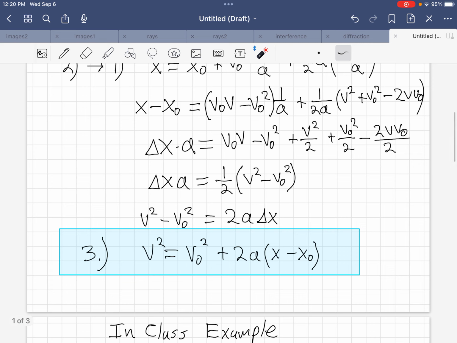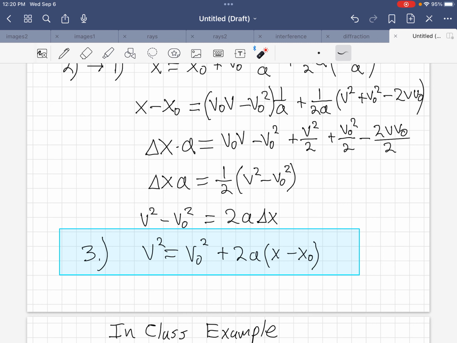So this is the third kinematic equation: v squared, the velocity at a certain position squared, is going to equal the initial velocity squared plus 2 times the acceleration times the position minus the initial position. And sometimes this x minus x naught is written as delta x, the change in x.